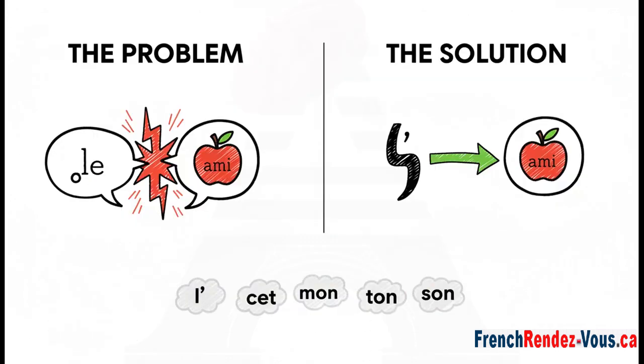Okay, now for a really critical rule. This one isn't just about grammar, it's about the music of the French language. It's called elision. Basically, French hates it when two vowel sounds clash. It sounds clunky. So to keep things flowing smoothly, it shortens certain determiners right before a noun that starts with a vowel or a silent H. Nailing this is absolutely key to sounding natural.